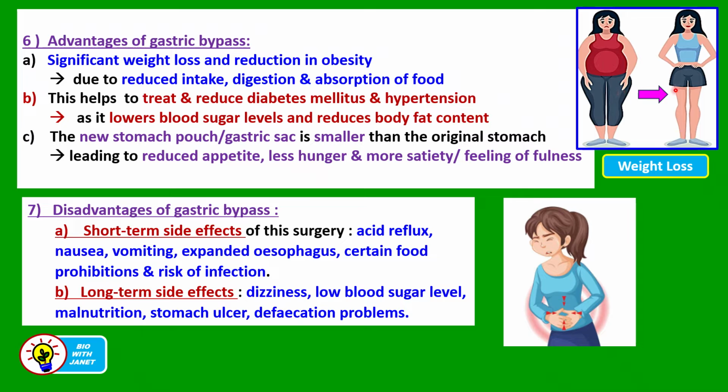So because the patient has slimmed down, this will reduce the severity of diabetes mellitus and hypertension, as it lowers the blood sugar levels and reduces the body fat content, okay, due to the reduced intake of carbohydrates and fats. Now, C, the new stomach pouch or gastric sac in the body is smaller than the original stomach.